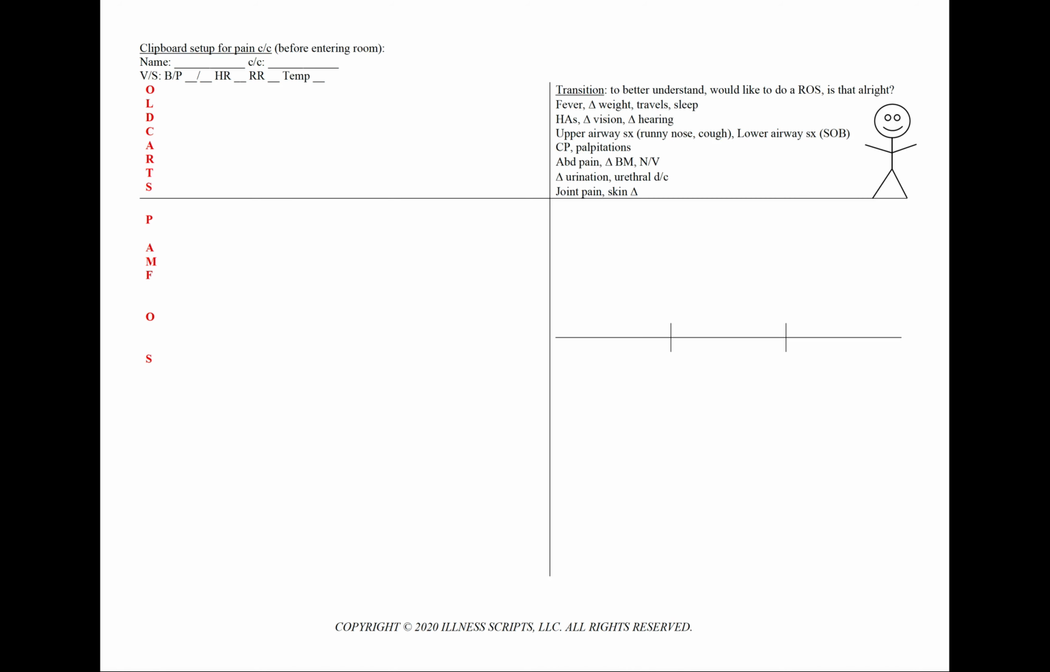Any upper airway symptoms, such as a runny nose or cough, or lower airway symptoms, such as shortness of breath, chest pain or palpitations, abdominal pain, a change in bowel movements, or nausea and vomiting. And again, for any vomitus, we want to use our mnemonic A, B, and C to note the amount, any blood, and the color. Any change in urination or urethral discharge, any joint pains or skin changes.